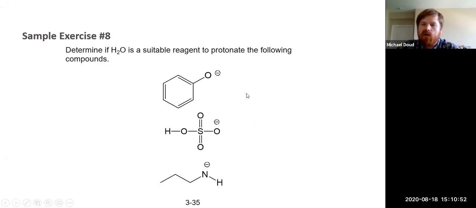Okay, we're going to cover this in the sample exercise video. So go ahead, take a pause, figure this out, and then you can look at the sample exercise key that I've posted on Canvas. And that will do for this lecture. We'll talk about solvent and leveling effects in the next one.